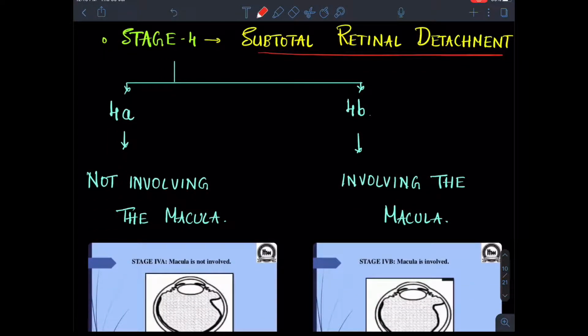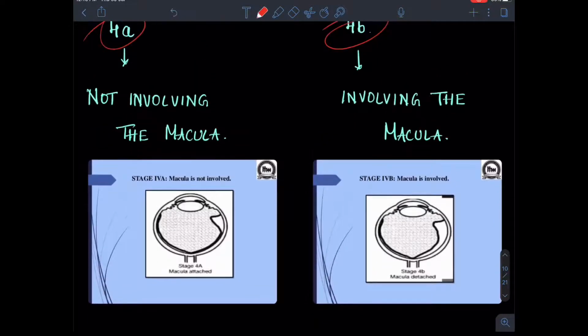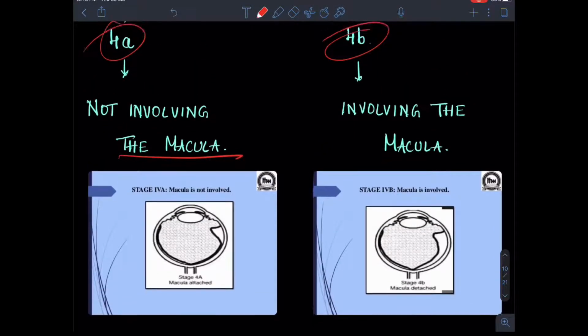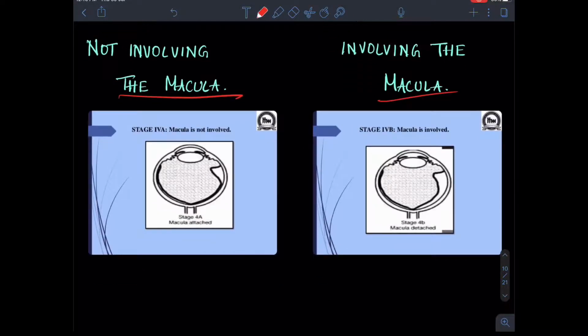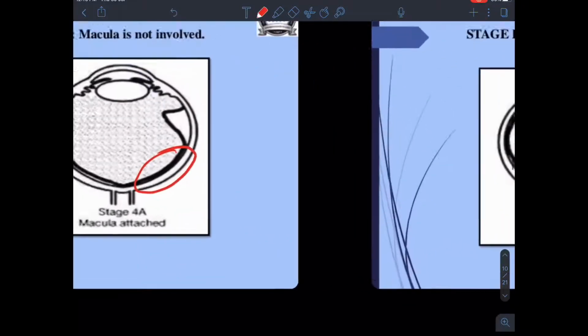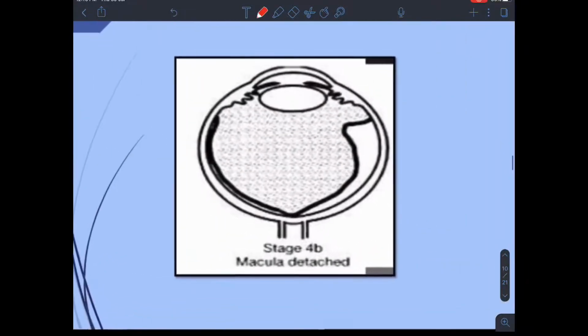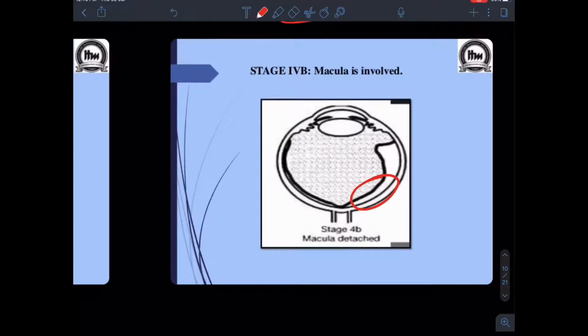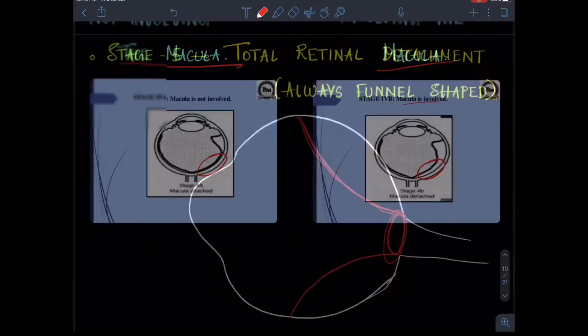Under stage 4 we have two subcategories, that is 4A and 4B. 4A is the one which doesn't involve the macula, and the 4B involves the macula. So we will see stage 4A. Here we can see the macula and the macular retina is still attached. So this is stage 4A and it doesn't involve the macular area. So now the 4B, here we can see the macular retina is detached. Hence it is 4B. It involves the macula.